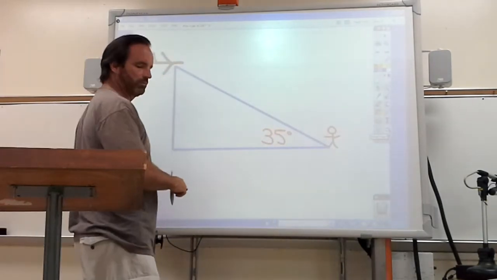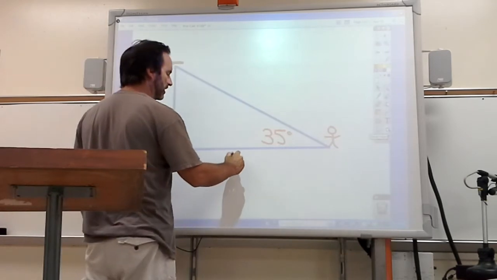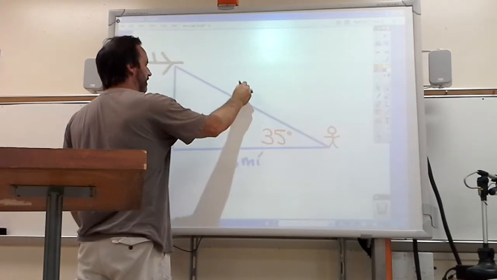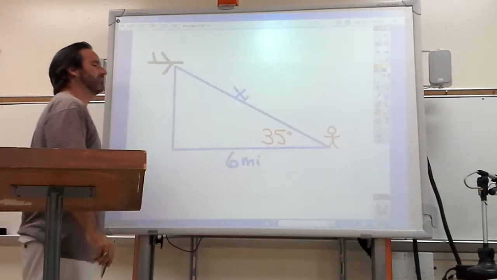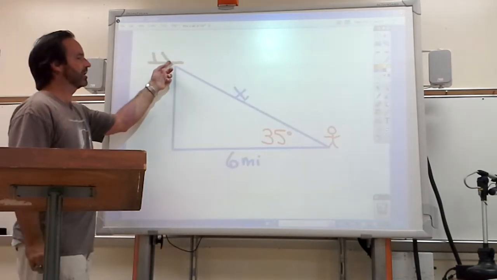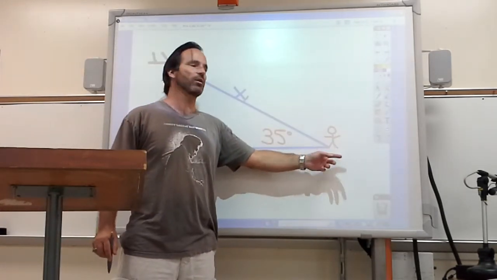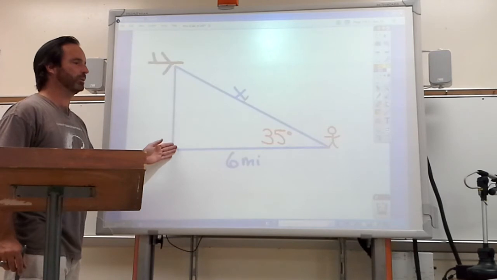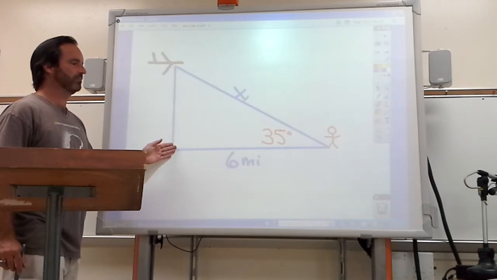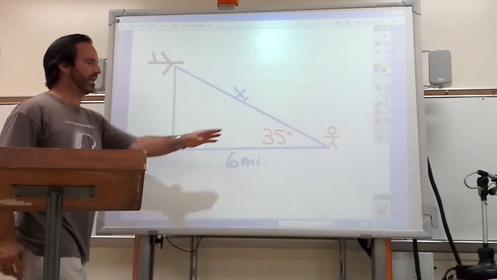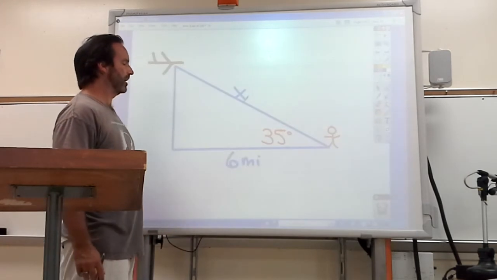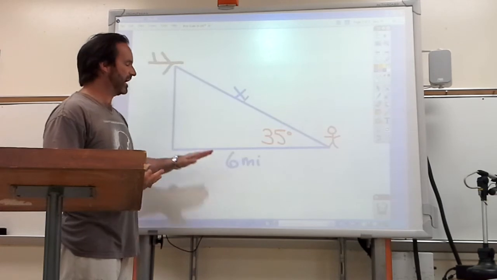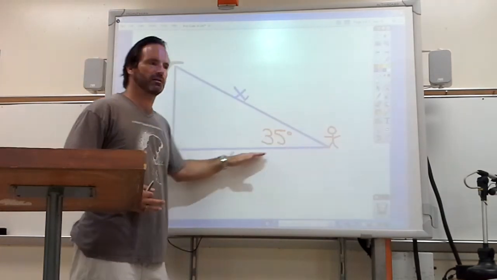Now I want to know, let's say this is 6 miles, and we want to know that distance, the line of sight from the pilot to the person on the ground. And we know the person is horizontally 6 miles from that plane. What are we dealing with? We've got an angle, and we've got the hypotenuse, so it's got to be SO or CA, but we've got the adjacent side, not the opposite.